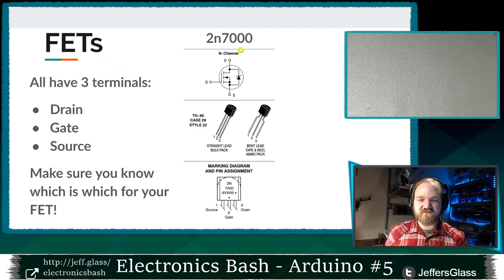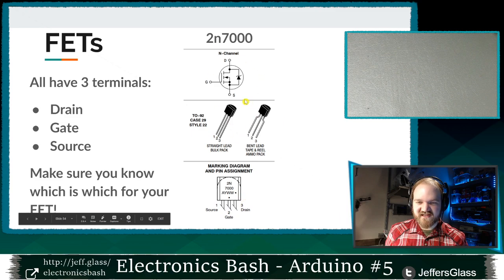This is a snip I took from the datasheet of this 2N7000 transistor. They did a really nice job, where I have pins 1, 2, 3. I see that 1 is the source, 2 is the gate, and 3 is the drain when looked at like this.